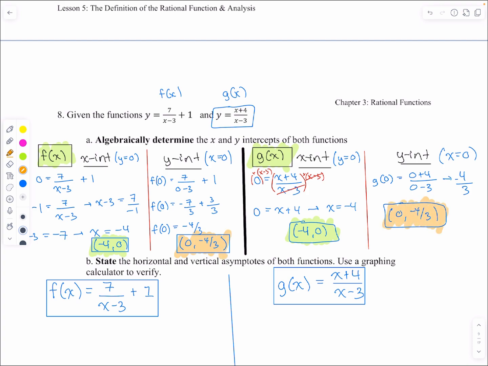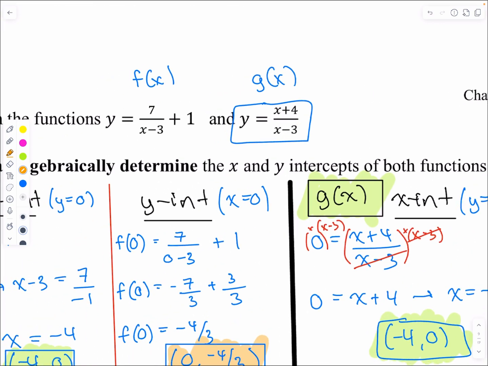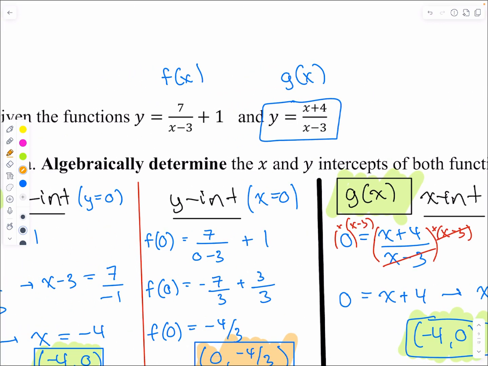So there's something interesting about g of x and f of x here. We're going to see that there are some similarities, even though they're written very differently. With g of x, you see how it's a nice rational expression. But f of x has this plus 1 that kind of pulls away from it. So are these actually the same thing? Can we make them look the same? Well, we're going to take a look below.